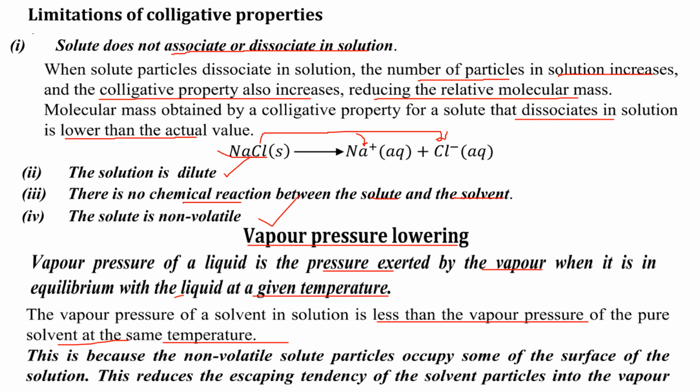That means that whenever you're dissolving another solute into a solvent, it's going to occupy the upper surface of this solvent, and it is going to inhibit the vapor molecules from escaping into vapor phase. Now we are saying that this is because the non-volatile solid particles are going to occupy some of the surface of the solution. Once they occupy some of the surface of the solution, it reduces the escaping tendency of the solvent molecules into vapor phase. Once the escaping tendency is reduced, obviously the pressure is going to be lower because the vapor that is being released is not enough.